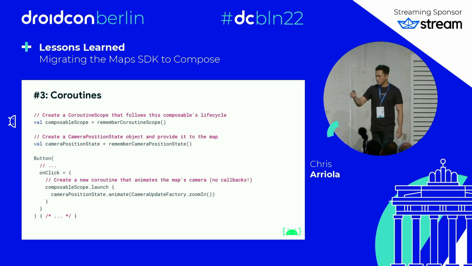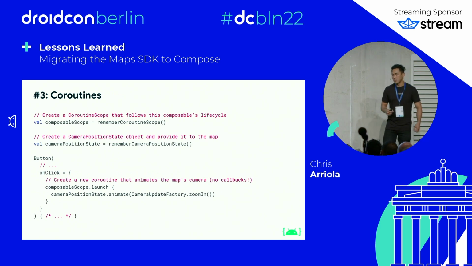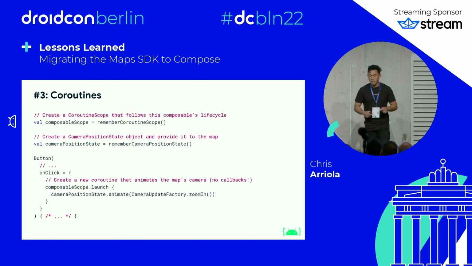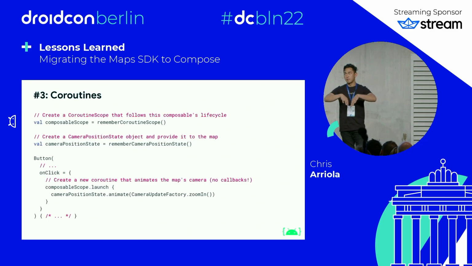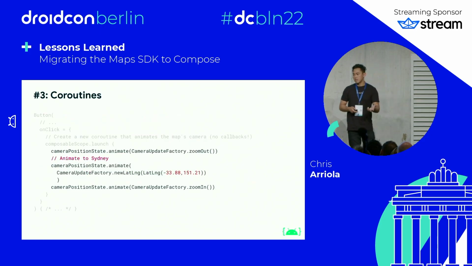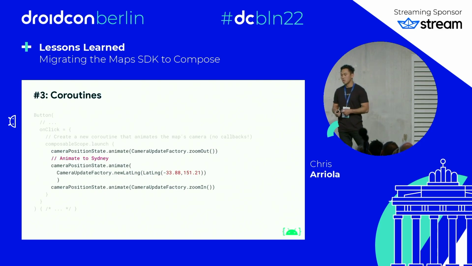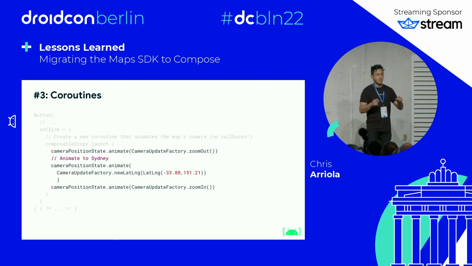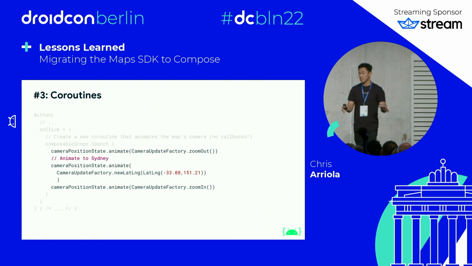And then Maps Compose also uses coroutines. So I mentioned animating the camera. This is implemented as a suspending function, even though the underlying Maps SDK implements this as a callback-based API. So you would have to invoke this function within a coroutine scope. And the advantage of this is that if you had to perform a sequence of asynchronous events or a sequence of animations, you can do it in a much flatter syntax versus having to nest callbacks.